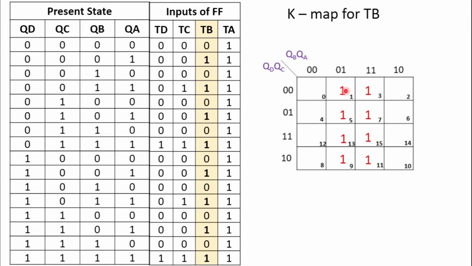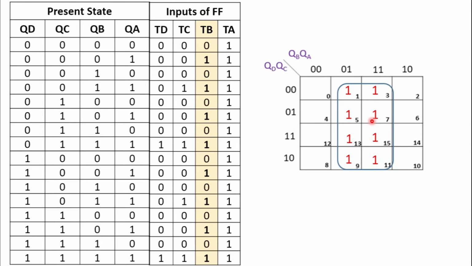Now as there are 8 ones, I can form one octet. So I will form the group of 8 ones. As they occupy the whole columns, that is column number 2 and column number 3, there is no need to go for the row. We will just concentrate on the column. In this column as well as this column, the second bit is common. This one is here and this one is also here. So we will take into consideration only this second variable, that is QA. So what is the equivalent of TB? TB corresponds to QA. So the expression for TB is QA.